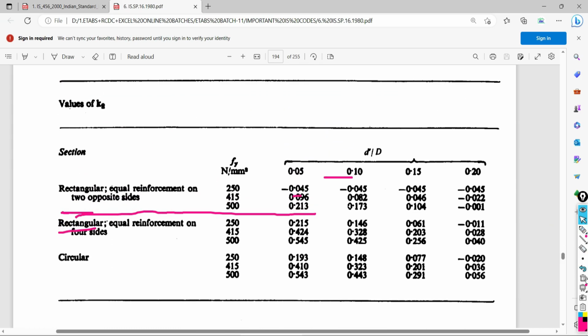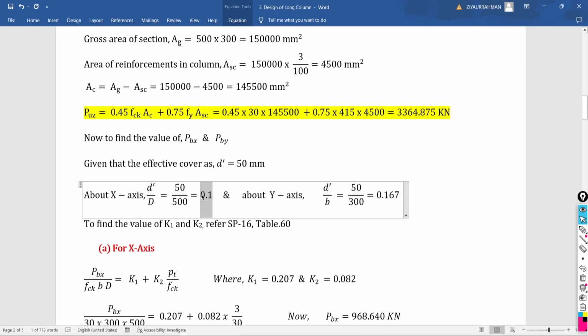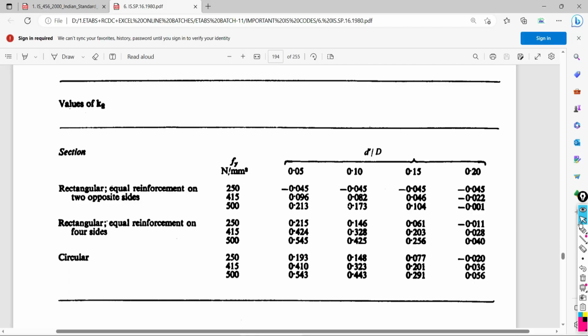For K2, multiple values are there. D dash by D for 0.05, 0.1, 0.15, 0.2. Our value of D dash by D is 0.1 directly. Okay, so again I need to come here for K2, rectangular section. Now, equal reinforcement on two opposite sides, rectangular section, equal reinforcement on four sides.